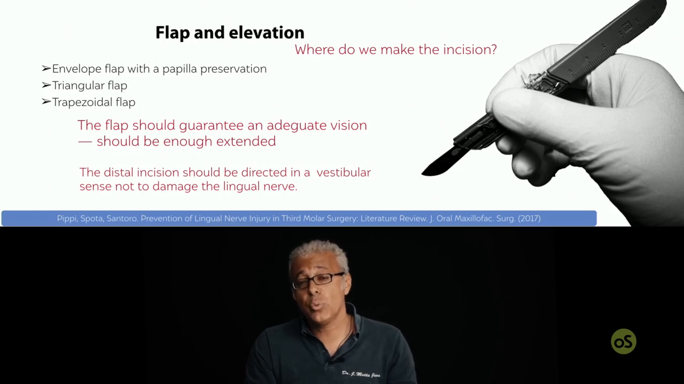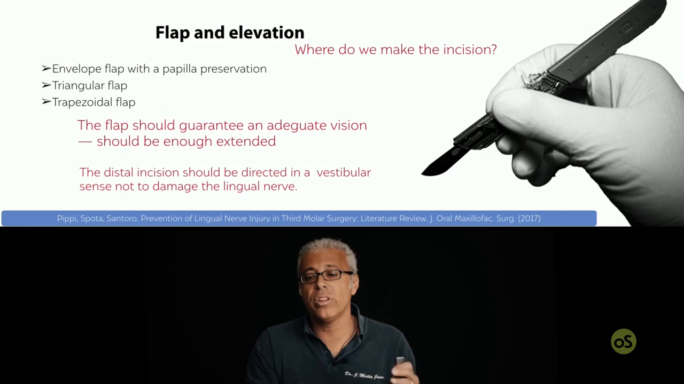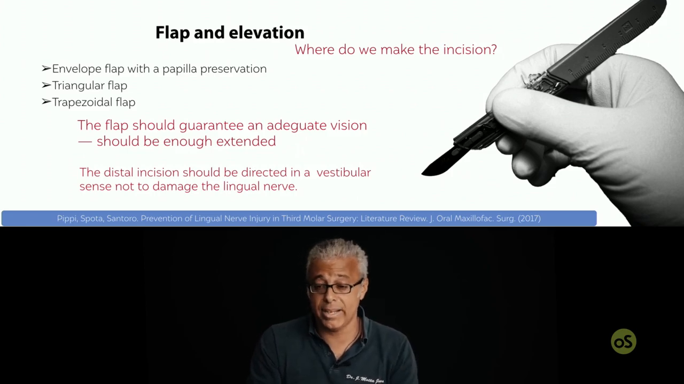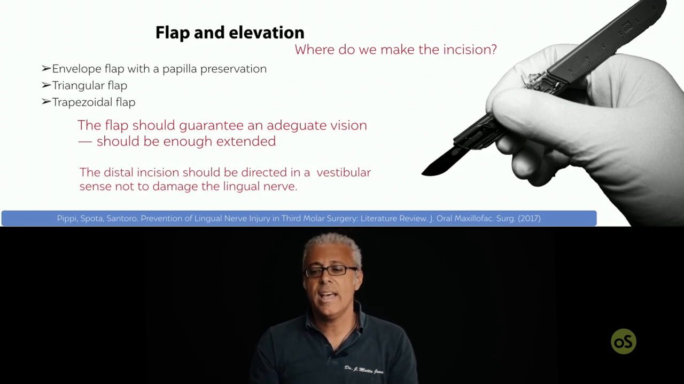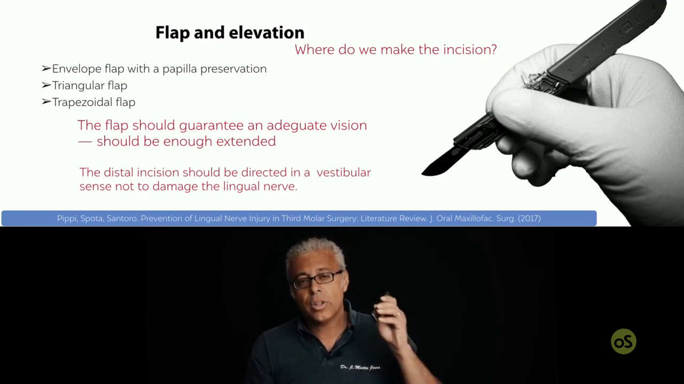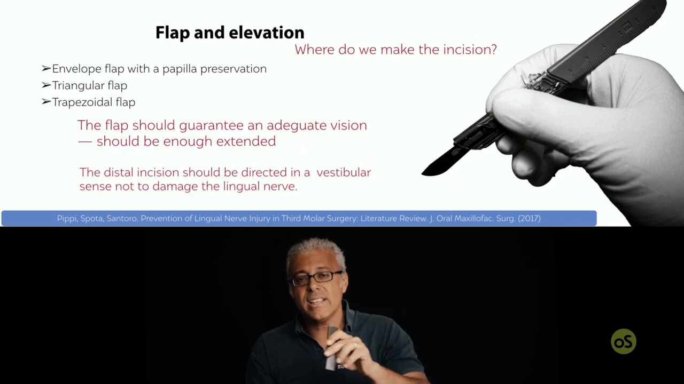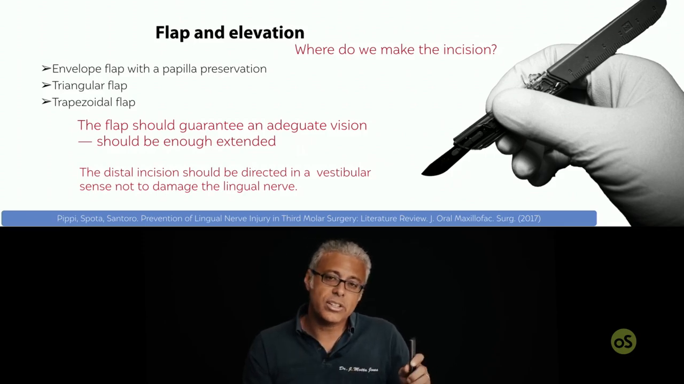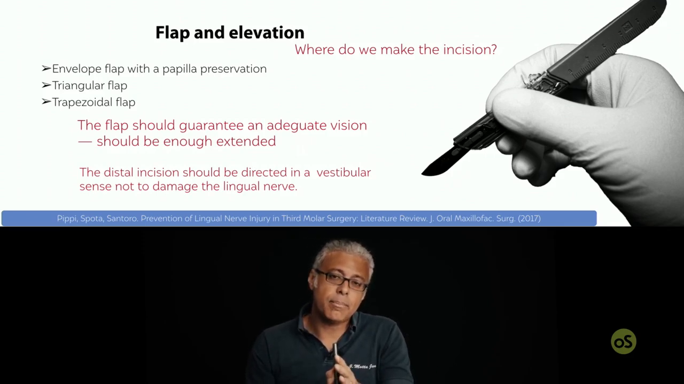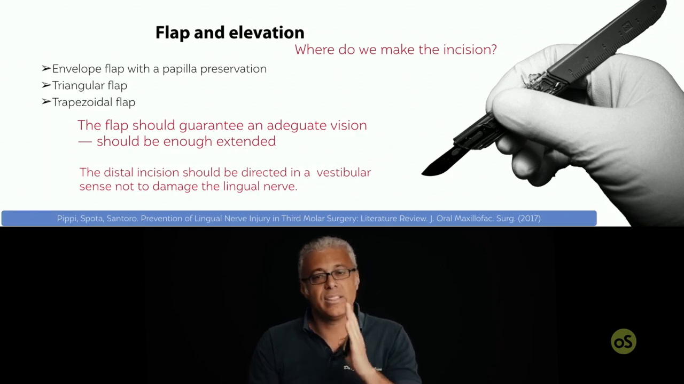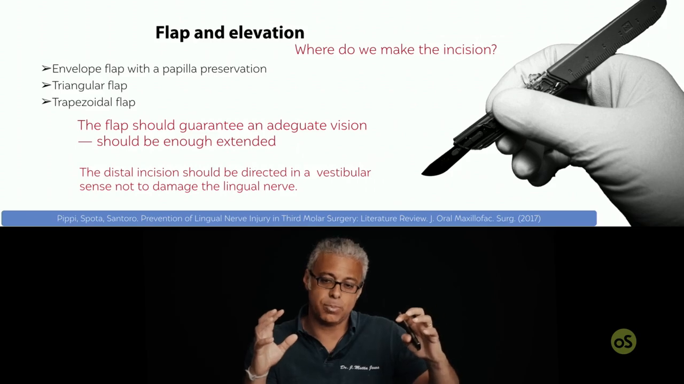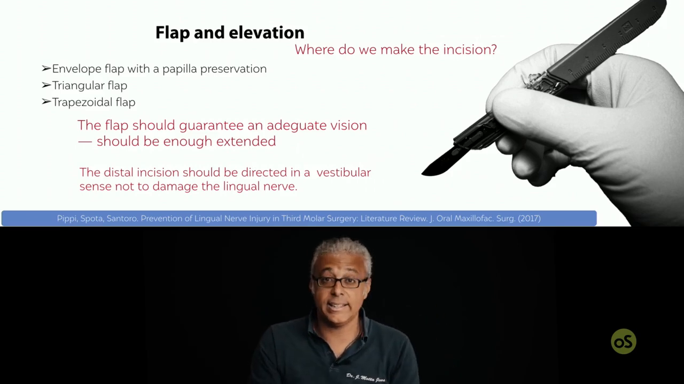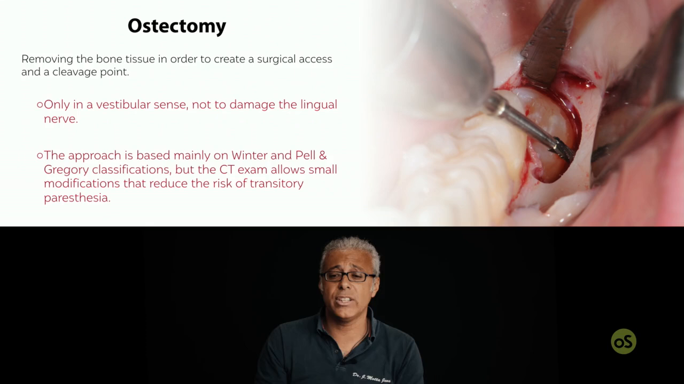What kind of incision should we do? Well, we usually do either a triangular flap, a trapezoidal flap, or the envelope flap using a papilla preservation. We will look at it in detail in one of the next lessons. But an important thing is that the distal releasing incision shouldn't start more lingual than the sulcus that separates the buccal cusps and the lingual cusps, and we will look at that in detail later.